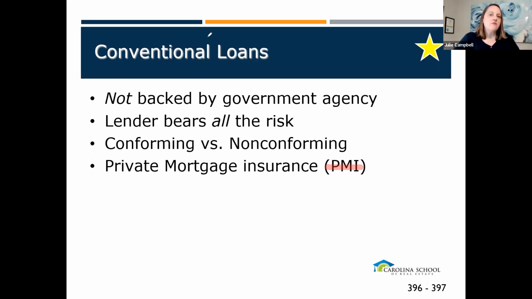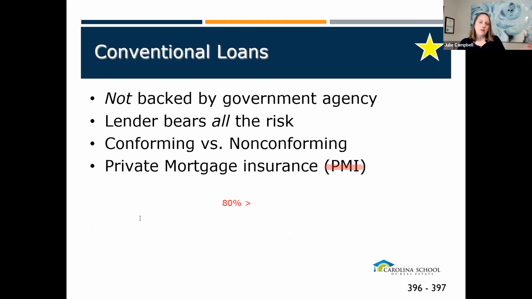Lenders generally, for conventional loans, charge PMI on loans 80% or higher. So whenever the loan to value ratio is 80% or more, they generally will charge private mortgage insurance, which puts a little bit of extra money in their pocket in the event of the borrower's default.